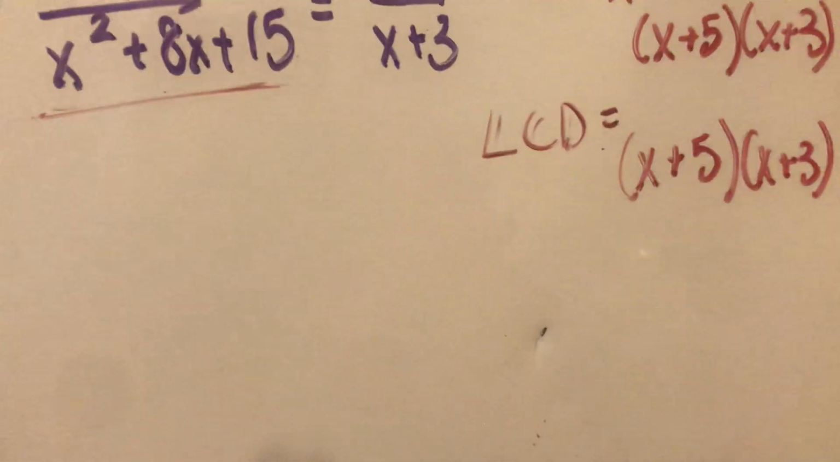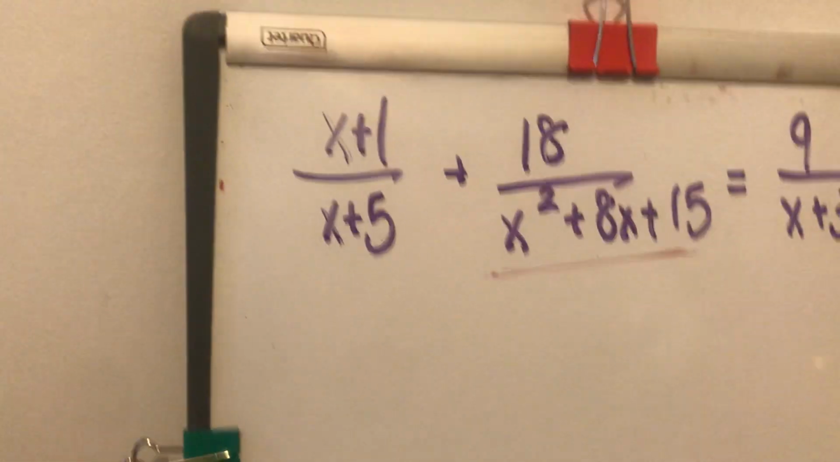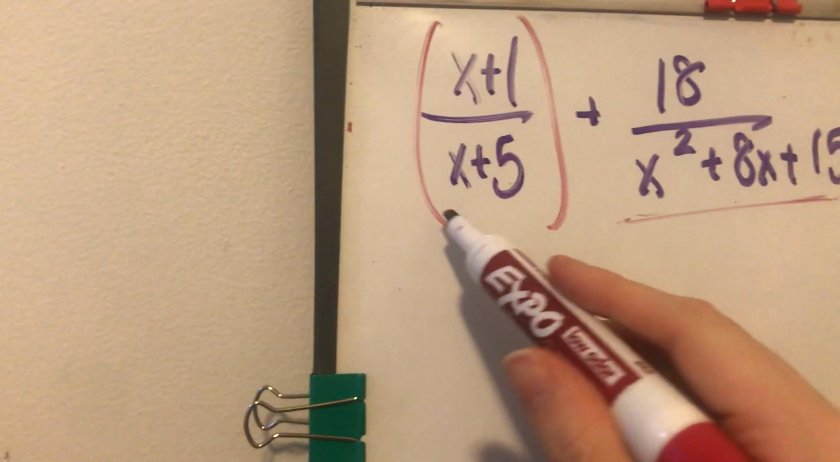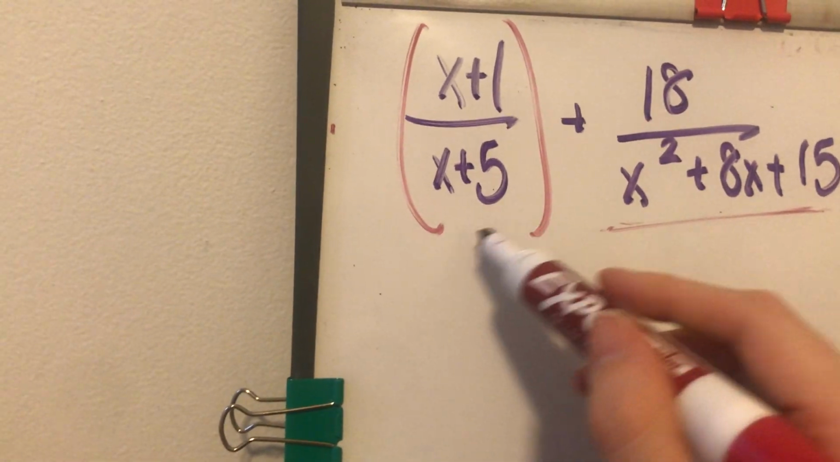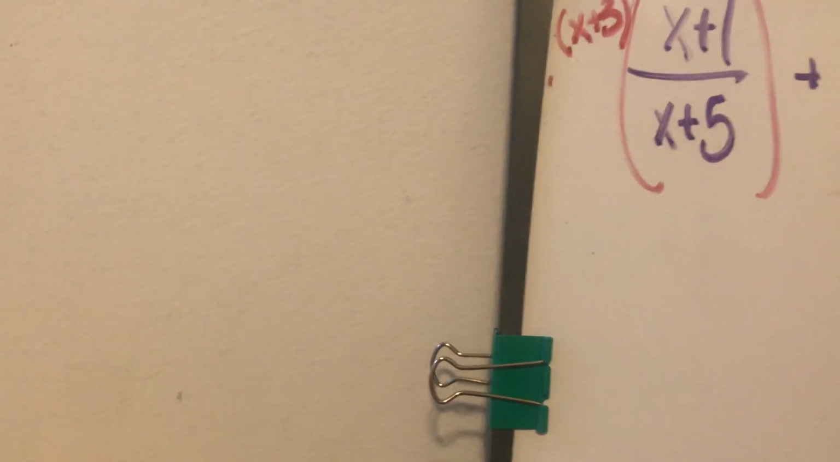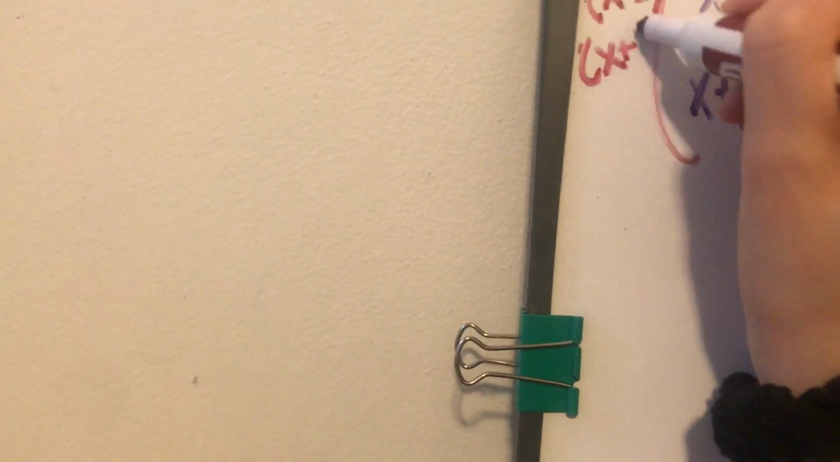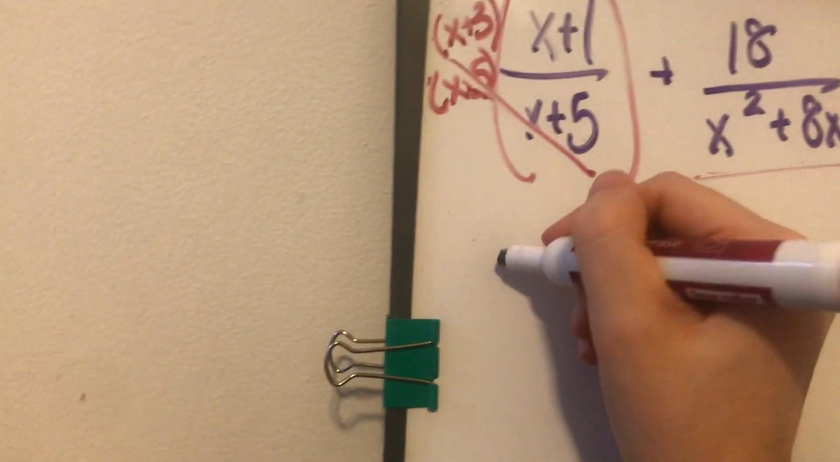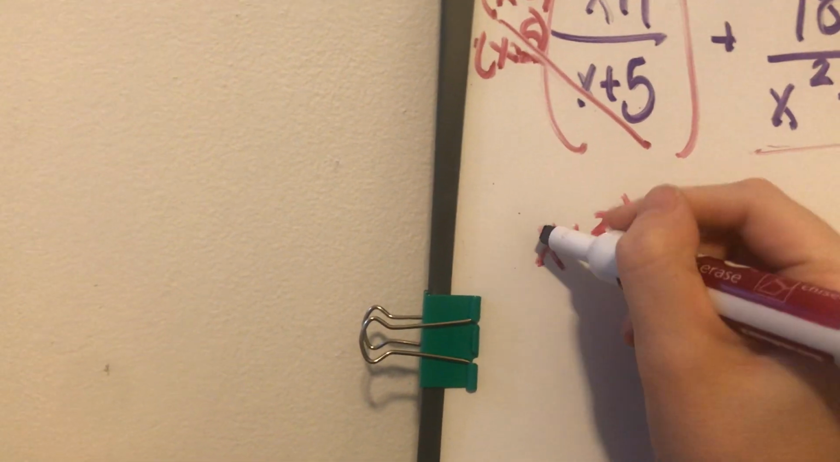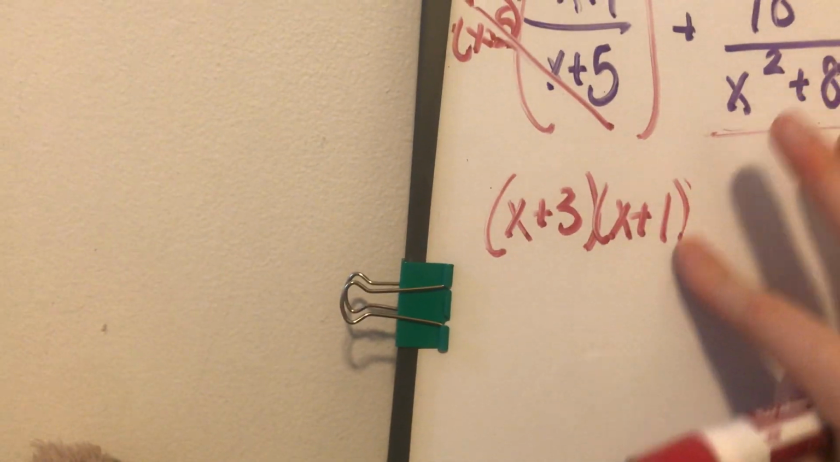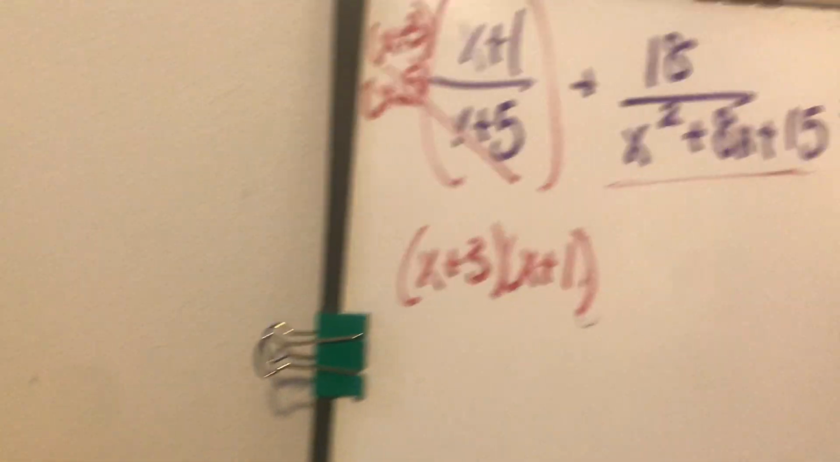x plus 3. And now I'm going to go through each of these rational expressions here, and I'm going to figure out what's missing. Okay, this has an x plus 5. That means I need to multiply this by x plus 3, because my x plus 5s are going to cancel out completely. We can just write it like this for now. Sorry, I didn't mean to put 2 parentheses.